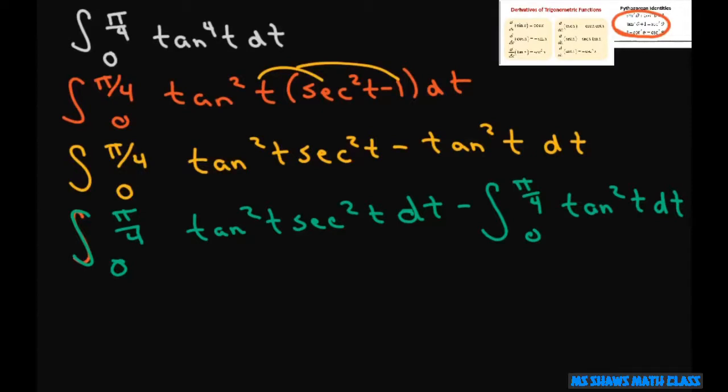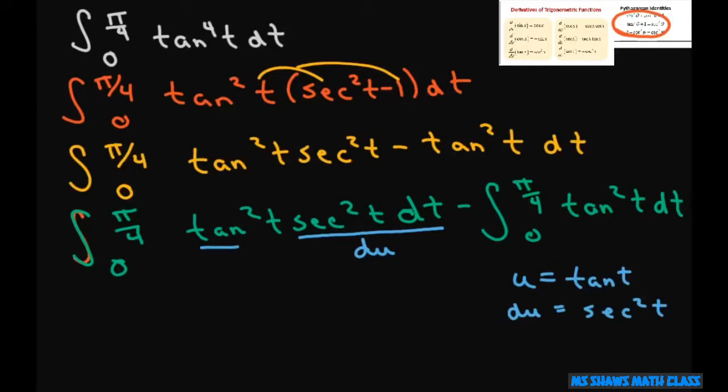Now, I'm going to go ahead and use U-Substitution. So for U-Substitution, I'm going to let u equal tan t. Therefore, the derivative of u is just going to be secant squared t. So we have this part taken care of. This is going to be your du, and this part is going to be your u squared. And to do that, we're going to have to evaluate from 0 to pi over 4.